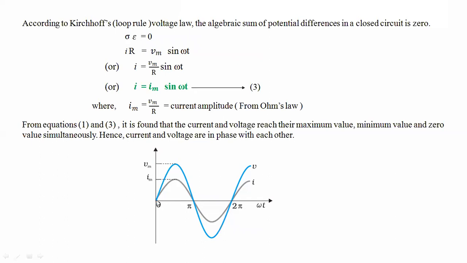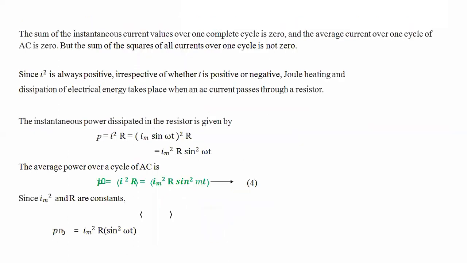Similarly, zero value here also, zero value for both the waveforms. They reach it simultaneously at the same instant of time, and hence I can say that they are in phase with each other. Now the sum of the instantaneous currents. Now what we have to find? We have to find the power, right?